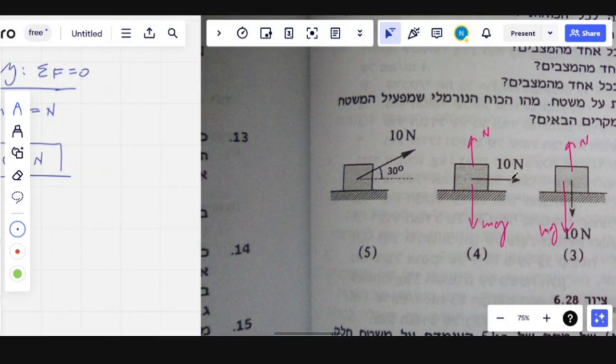So on the x-axis, we have a force of 10 newtons to the right. So it's going to accelerate. So it's going to have some acceleration, and the force on the x-axis is going to be 10 newtons. Okay, so the x-axis net force equals 10.